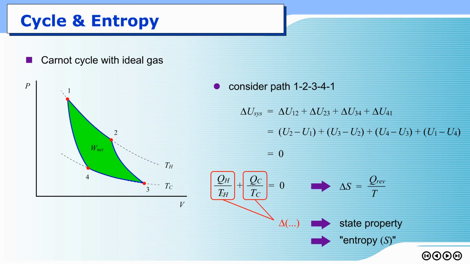Okay, so by definition delta S was defined as heat over temperature. But please keep in mind that since Carnot cycles were defined so that all associated paths are reversible, this heat must be reversible heat. This is very important to keep in mind: this heat must be reversible heat.